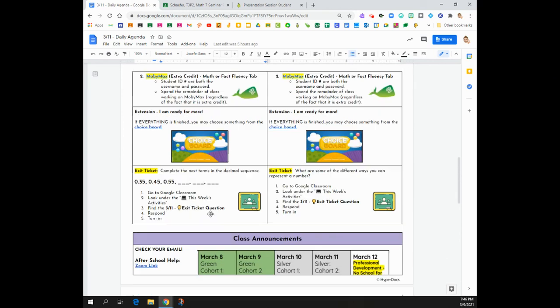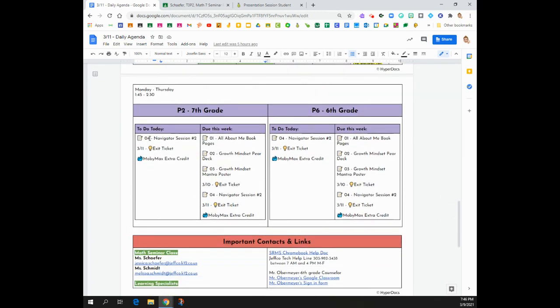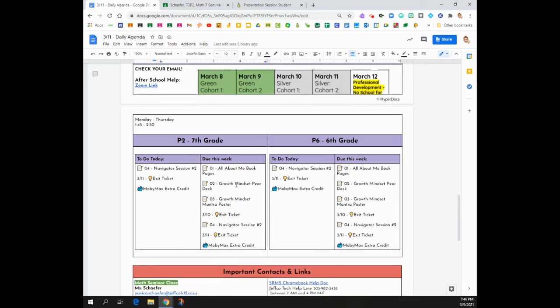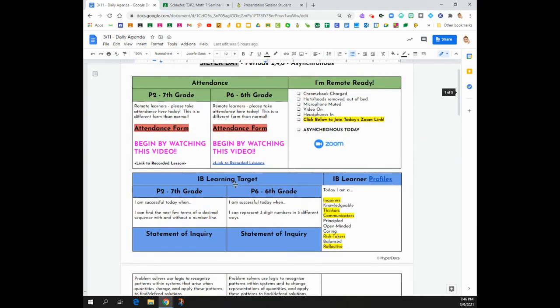Okay. Today, make sure you get these things turned in, your Navigator Session 2 and your exit ticket for today. You can also make sure you have all of your other assignments for Math Seminar completed and turned in as well.